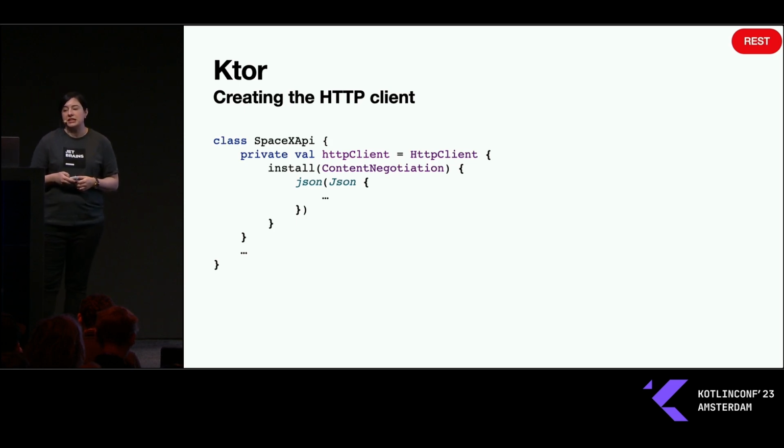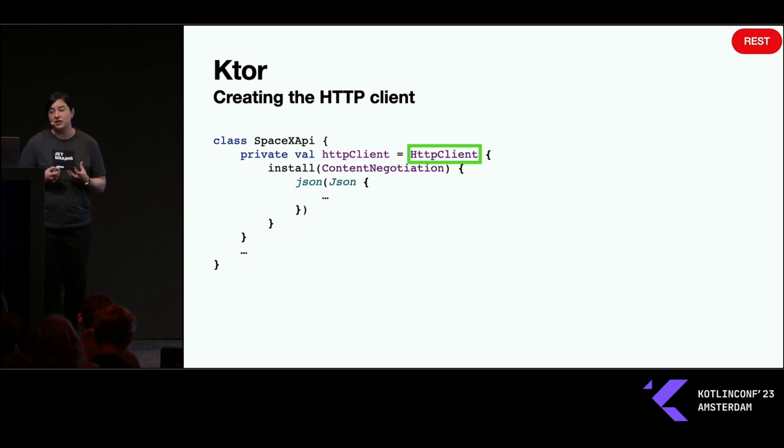Next, we need to create a class in our shared code for accessing the API from the rest of the application. This class has an HTTP client property, and we're going to look now at how we're going to set that up. Ktor has a really nice client DSL to create the HTTP client and to configure it to consume JSON or whatever.